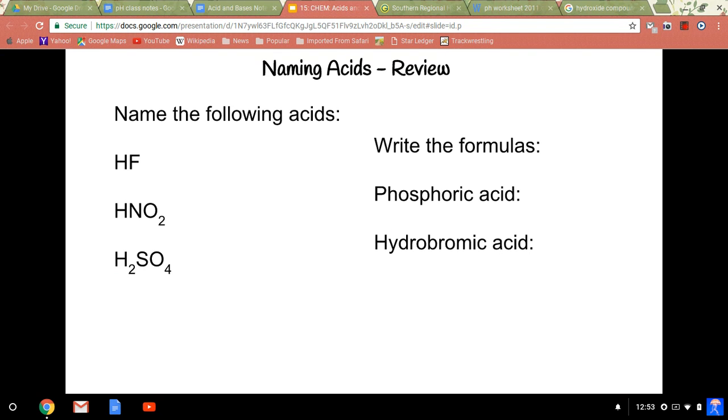And then to write the formulas, phosphoric acid. So phosphoric, and I gave you a hint on your sheet, comes from phosphate, so ic goes back to ate. You have the phosphate ion, PO4 with a -3 charge, so your formula would be H3PO4. And then hydrobromic: bromine, and hydro up front, you know it's just bromine that it's talking about. So it would just be 1 H, because bromine has a -1 charge, HBr for your formula.